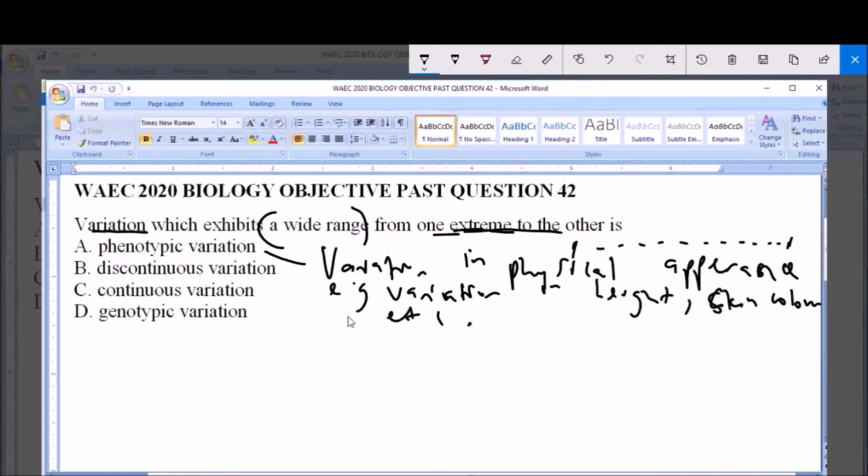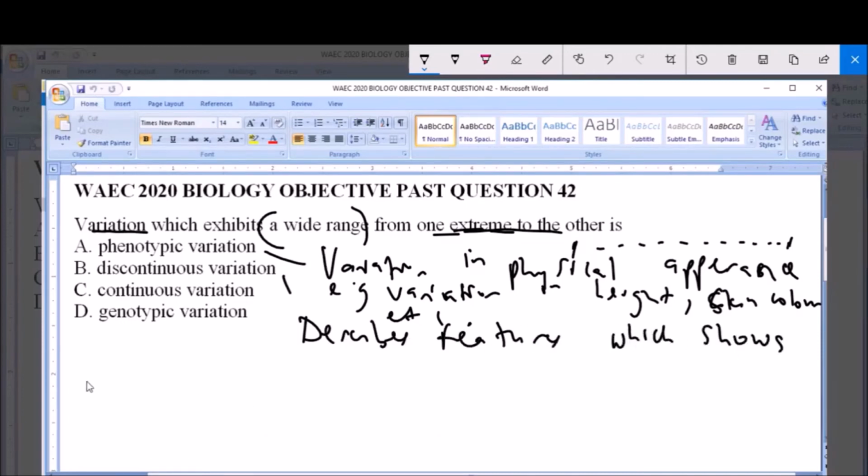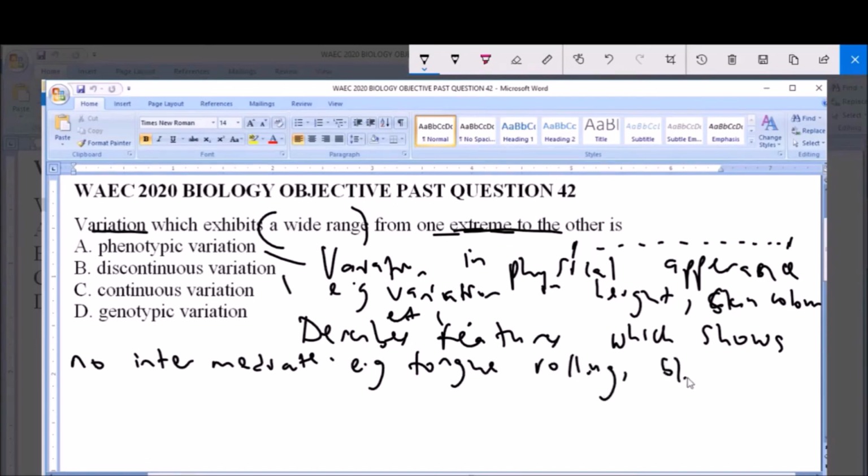Now, option B, which is discontinuous variation, describes features which show no intermediate. So you either belong to one extreme or the other extreme. An example of this is tongue rolling ability, blood group, etc.